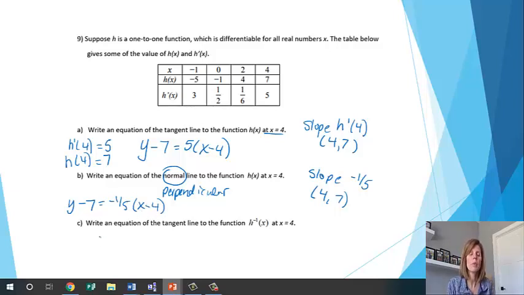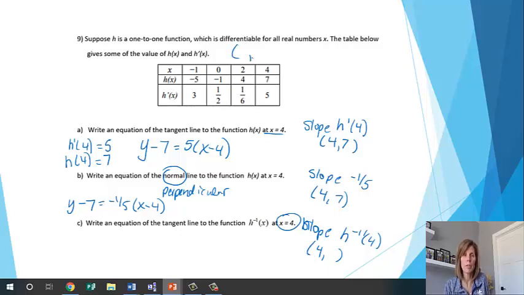Part C, write an equation of the tangent line to the function h inverse of x at x equals 4. So this time it is asking us for an inverse. The first thing that we need to do is find the slope, which in this case will be the derivative of the inverse at 4. And please remember that now that we're dealing with an inverse, it is going to be 4, something, but on the original function, it is going to be something, comma 4. So just keep that in mind. So we're going to go ahead and find the slope first.